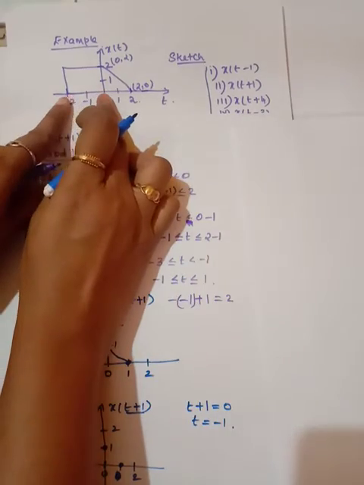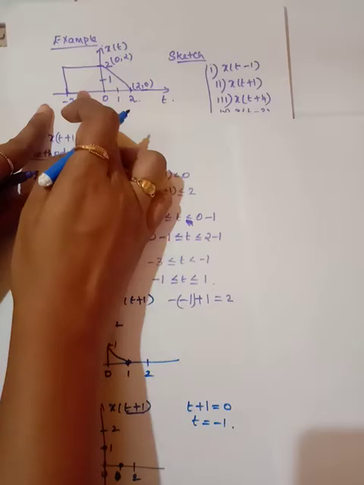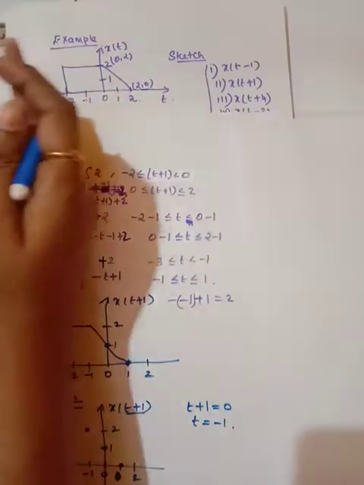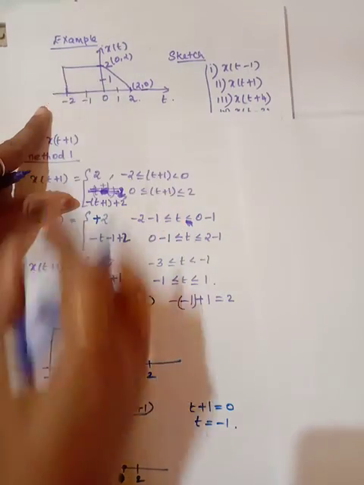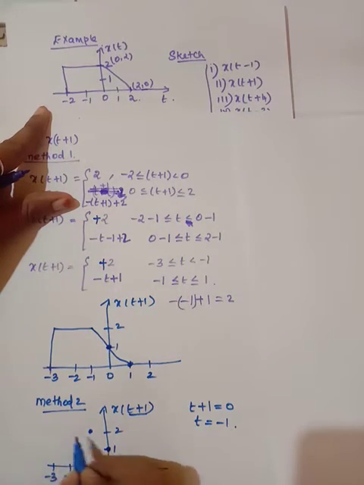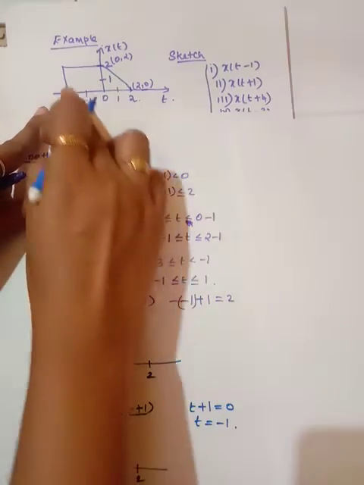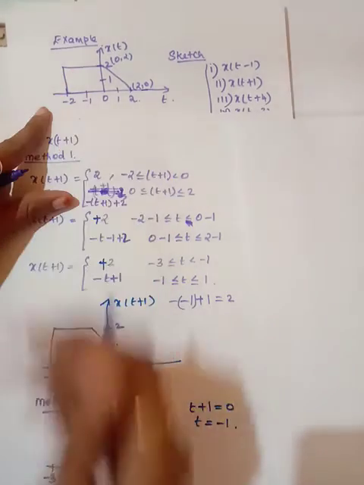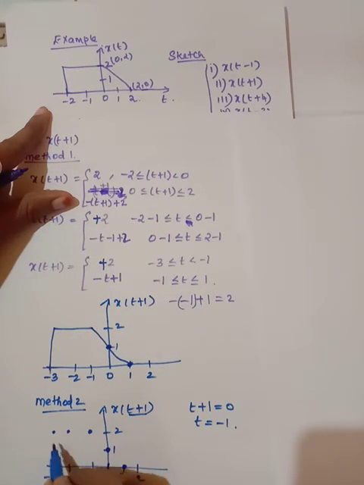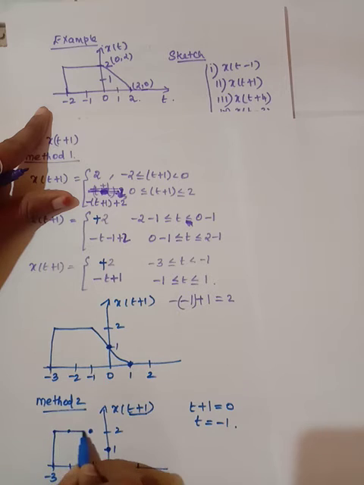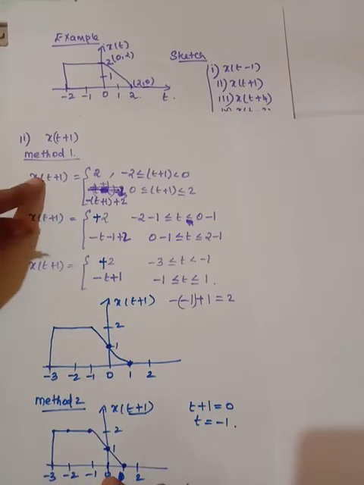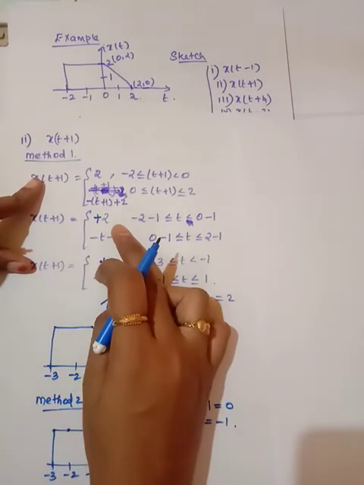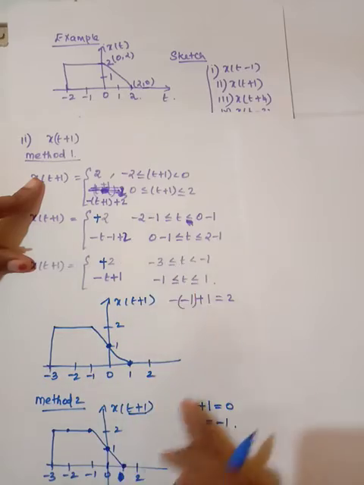So when the values are shifted towards left, the minus 1 value, which is 2, is shifted to minus 2. Now the minus 2 value, which is 2, is shifted to minus 3. Now I am going to join this signal, and I will get a representation like this. So both are the same.